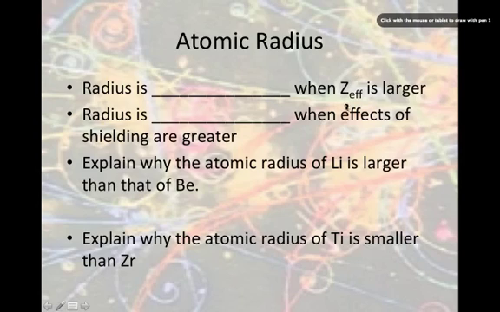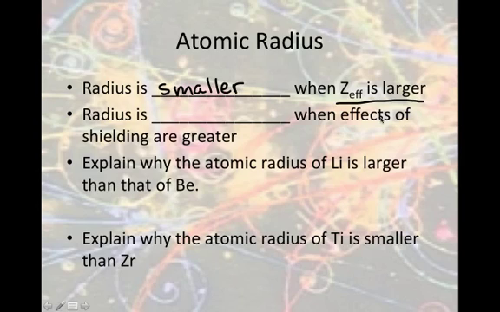So if the nuclear charge is larger, it can pull tighter on the electrons, and that would make the atomic radius smaller because the nucleus pulls the outer electrons in closer. And if effects of shielding are greater, then it can't hold on to its electrons quite as well, so the radius would be larger when the effects of shielding are greater.